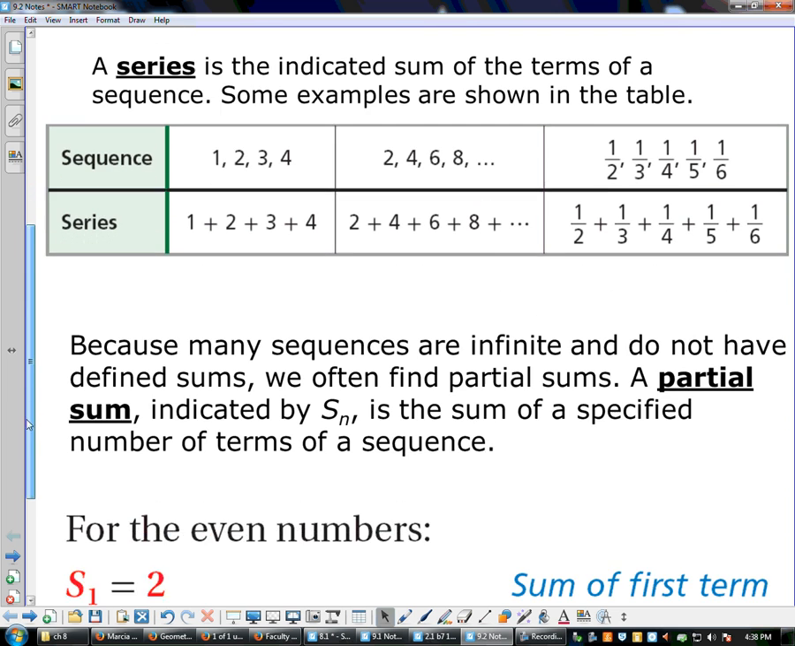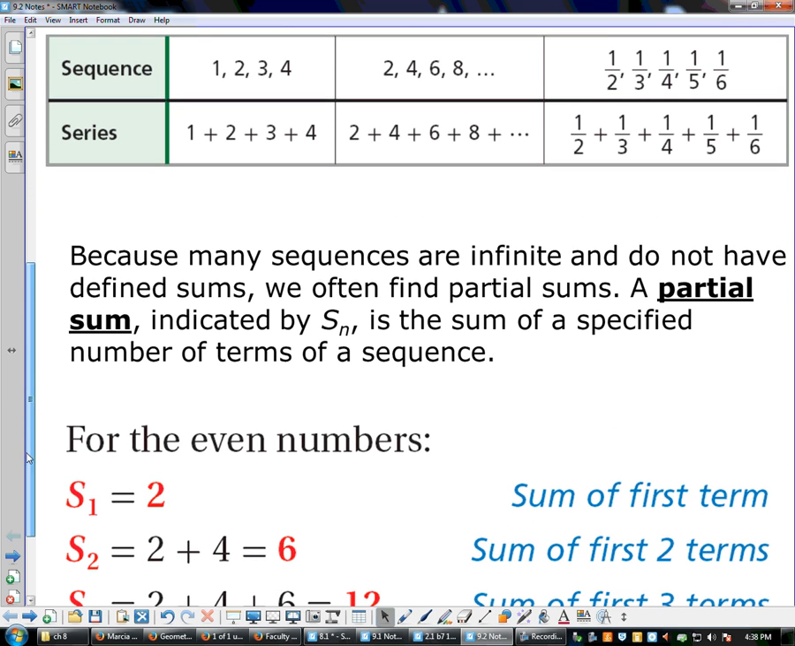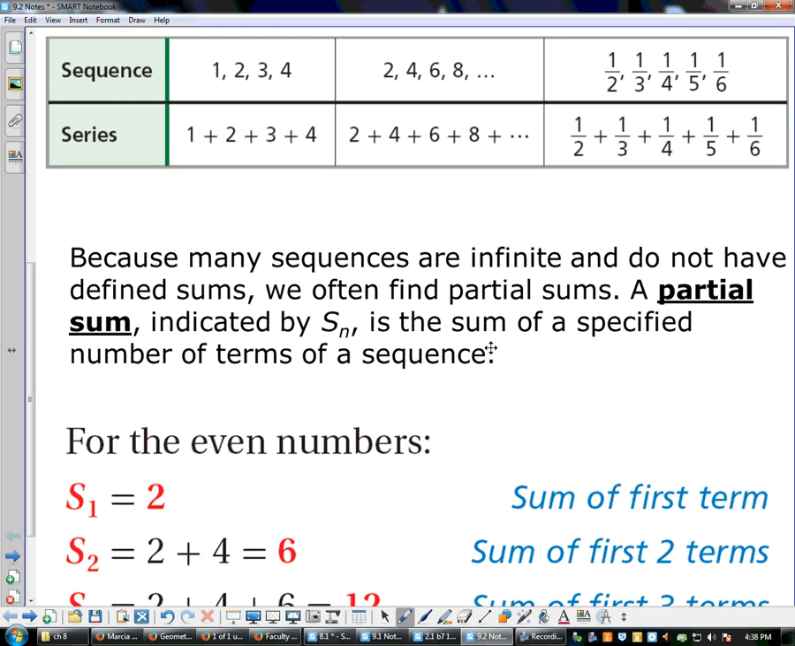Because many of our sequences are infinite, like the middle example up there with the dots after the 8, they do not have a defined sum, so we often will find a partial sum. A partial sum is indicated by S sub n, and that is the sum of a specified number of terms of a sequence.